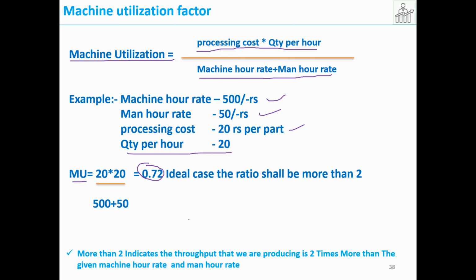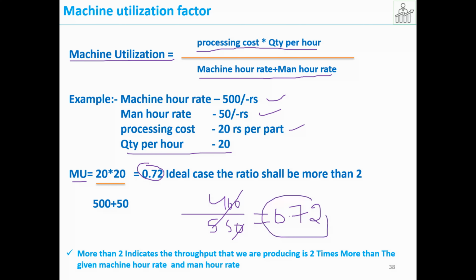That means you're investing 550 rupees for the machine and you're getting only 400 rupees. So it is a loss. That's why your ratio is around 0.72. So ideal case, what the standard says is it should be more than 2. That means for the investment, your machine should give at least 2 times the throughput. More than 2 indicates the throughput that we are producing is 2 times more than the given machine hour rate, or man hour rate, or we can say investment.